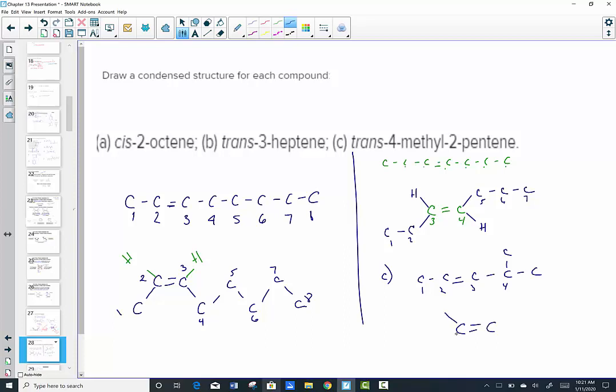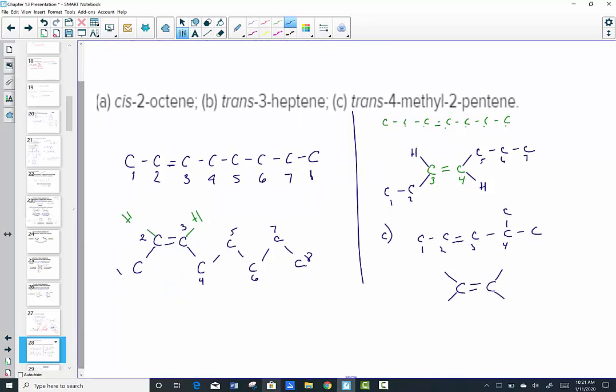We're asked for trans. So just let yourself know trans means that they're opposite sides for the carbons. You could think of that as opposite sides for the hydrogens. Cis means the same. Trans means opposite. So there's carbon 2 and 3. Coming off of carbon 2, there's 1 more carbon. Coming off of carbon 3 is a next carbon, carbon 4, and it will have 2 methyl groups coming off of it. That represents the trans configuration of 4-methyl-2-pentene.